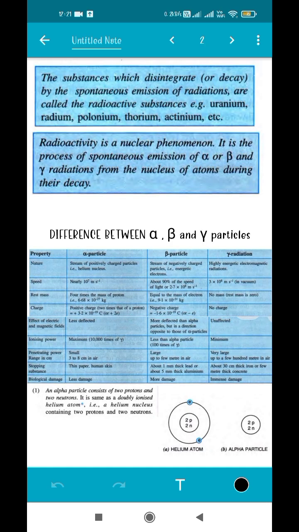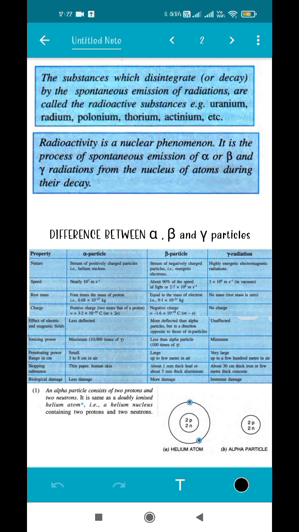So what happens that the proton is also removed from the atom or from the nucleus? There are certain substances whose mass number is quite large. Whenever they are kept without applying any heat or temperature, they will start releasing certain particles. So the substances which disintegrate or decay are just releasing certain particles. They are not decaying like an organic substance by bacteria. This doesn't happen. Substances which disintegrate by the spontaneous emission of radiations are called radioactive substances.